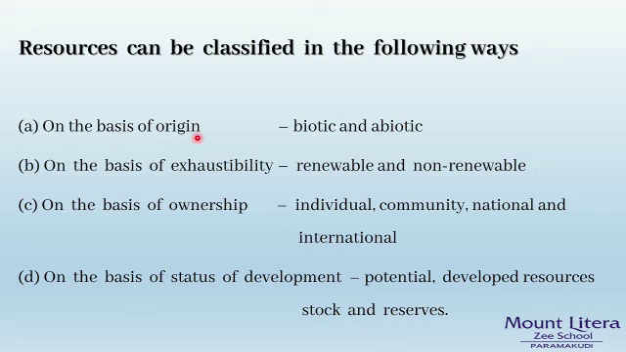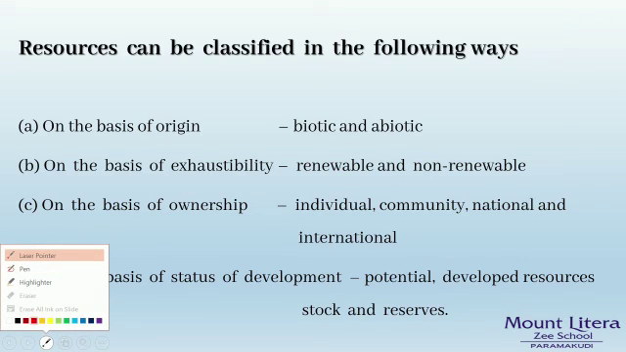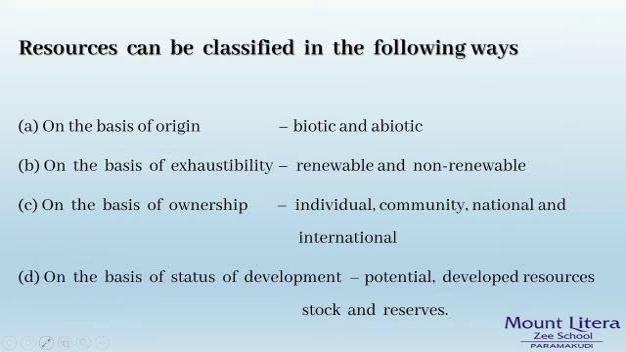First one, on the basis of origin: abiotic and biotic, which means non-living and living things respectively. Example for abiotic is rocks and mountains. Example for biotic is human beings. Second one is based on availability: renewable and non-renewable. Water and air are renewable resources, and coal and petroleum are non-renewable resources which cannot be recreated by humans.